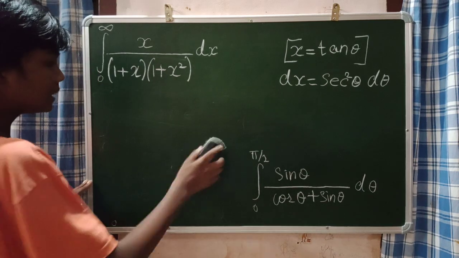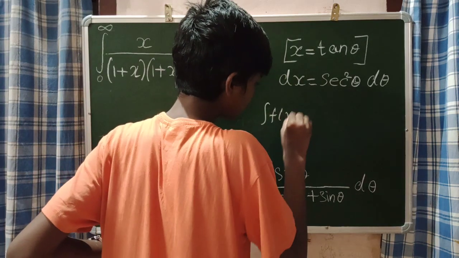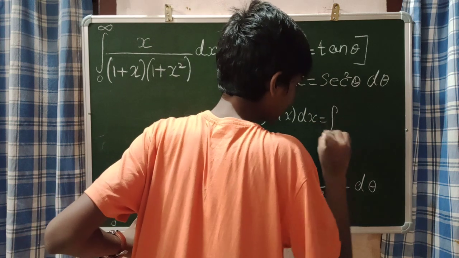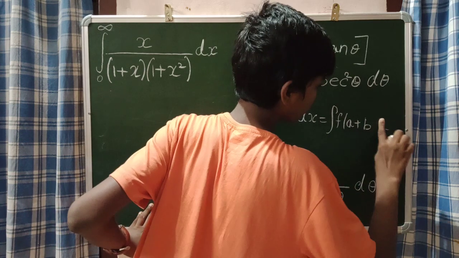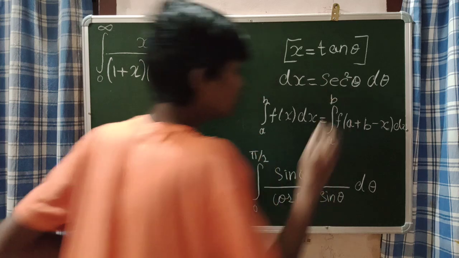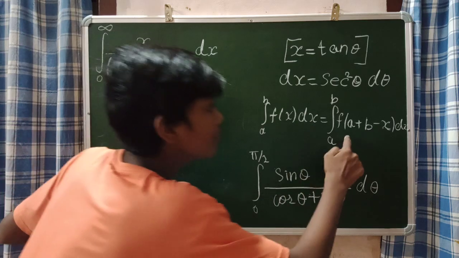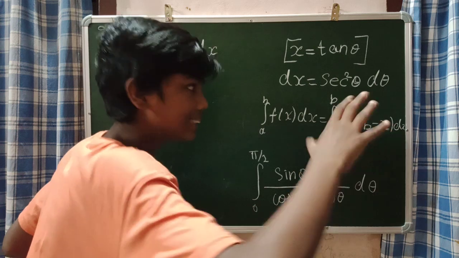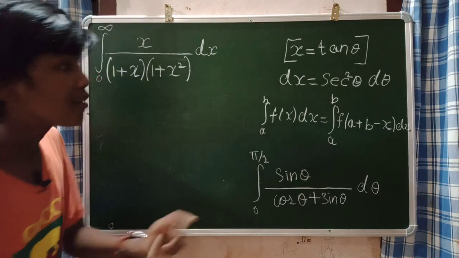What does our King's rule say? Our King's rule says that the integration of f of x dx from a to b can be written as the integration of f of a plus b minus x dx from a to b. This is what our King's rule says, right? So that is what I am going to apply in this integral. When you apply King's rule, f of a plus b minus x: a plus b is 0 plus pi by 2, minus x, so it is f of pi by 2 minus x.